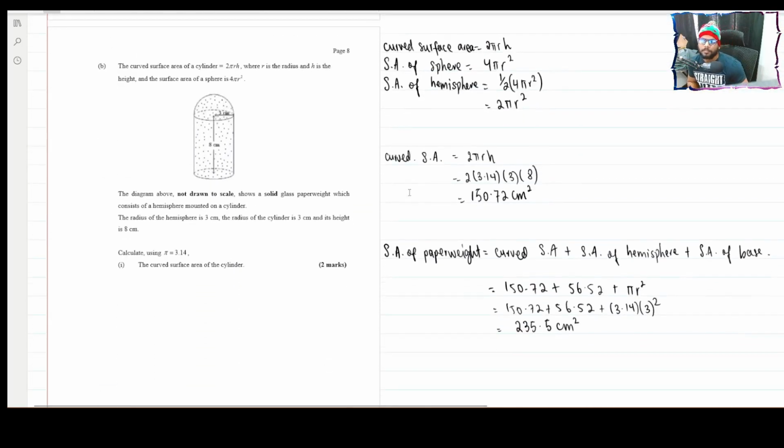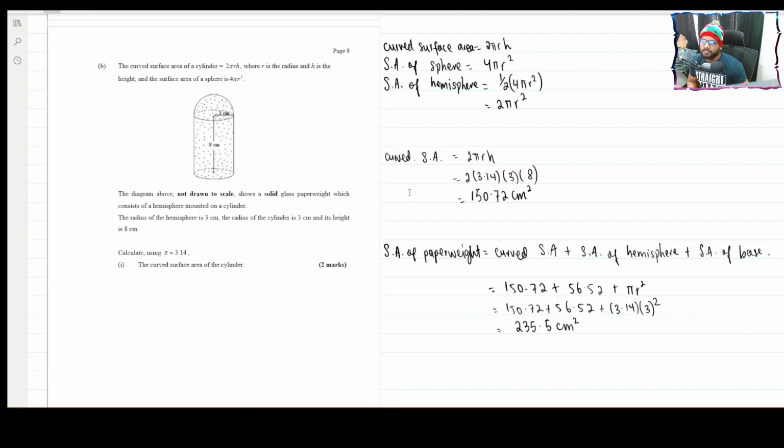For part B, the curved surface area of a cylinder is equal to 2 pi rh. So they give us information, so I wrote down the information on the right hand side, where r is the radius and h is the height. And the surface area of the sphere is 4 pi r squared. Yet again, I would write down this information on the right.